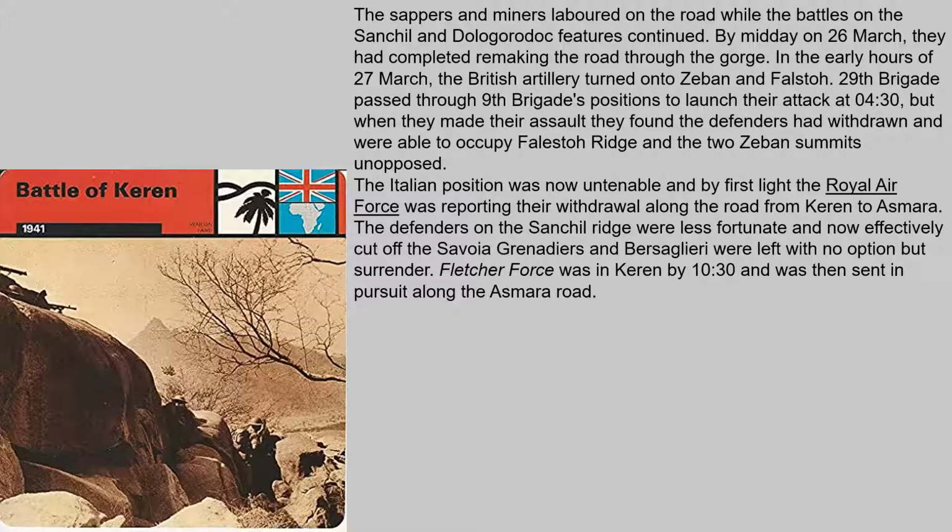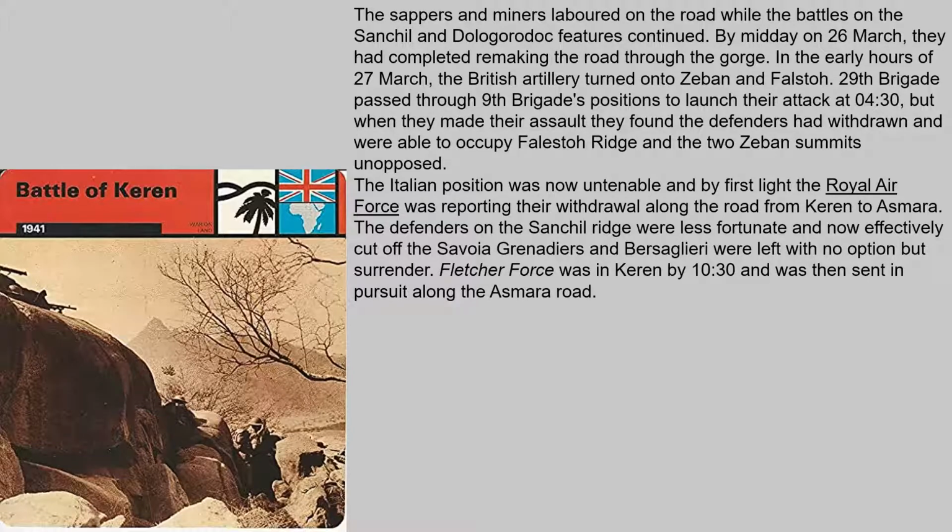29th Brigade passed through 9th Brigade's positions to launch their attack at 0430 hours, but when they made their assault, they found the defenders had withdrawn and were able to occupy Falestoc Ridge and the two Zeban summits unopposed. The Italian position was now untenable, and by first light the Royal Air Force was reporting their withdrawal along the road from Keren to Asmara.